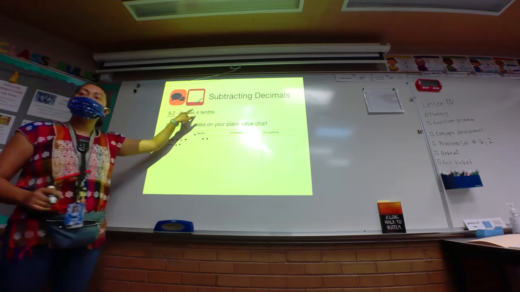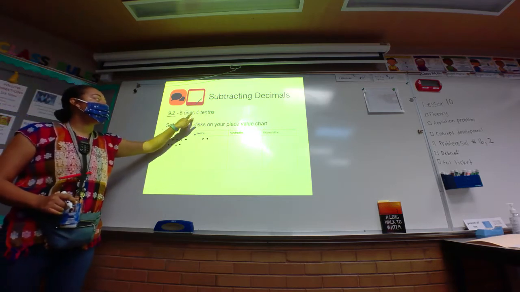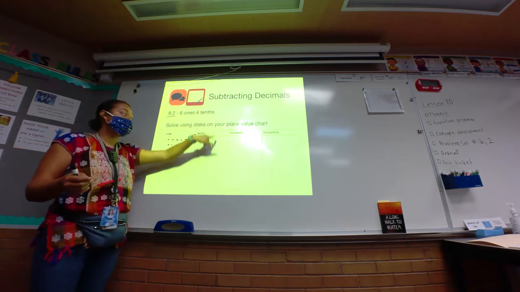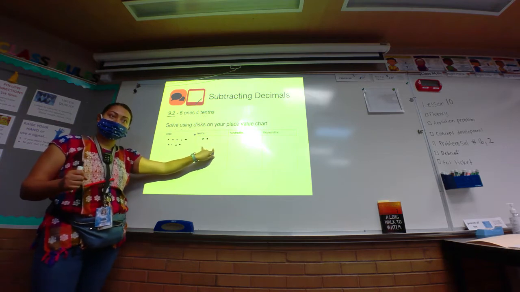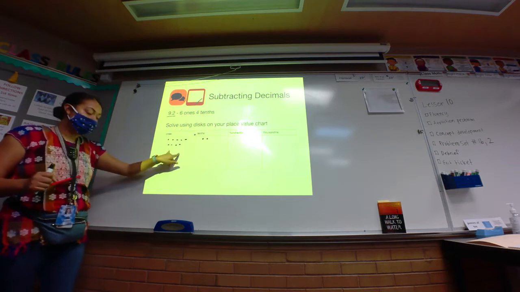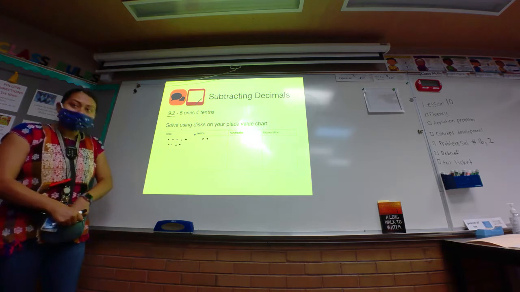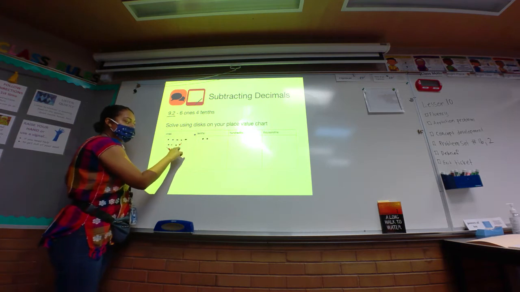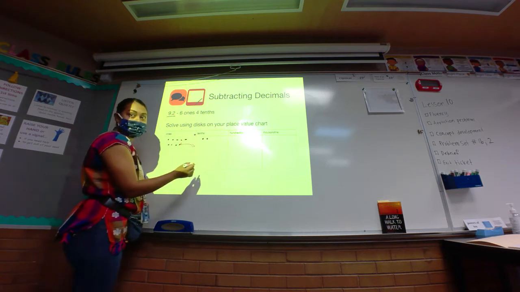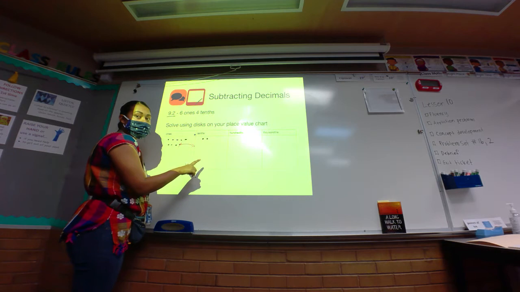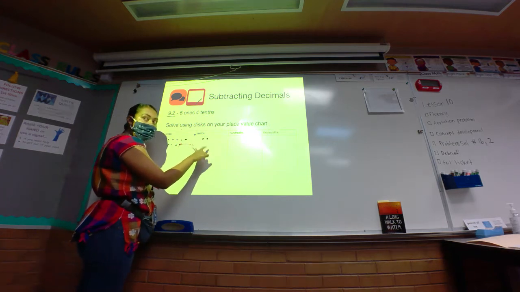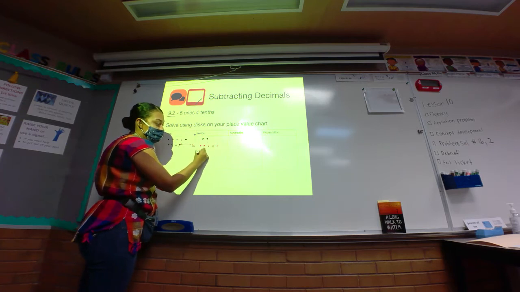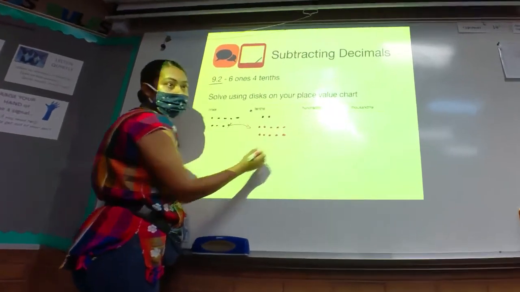Okay, so now we're going to take away 6 ones and 4 tenths. You want to start on the place value all the way to the right. So 4 tenths. Can we take out 4 tenths here? No, so we need to regroup, right? So we're going to borrow from the next place value. We're going to take out 1 one and exchange it for how many tenths? 10 tenths. So add 10 more. 1, 2, 3, 4, 5, 6, 7, 8, 9, 10.